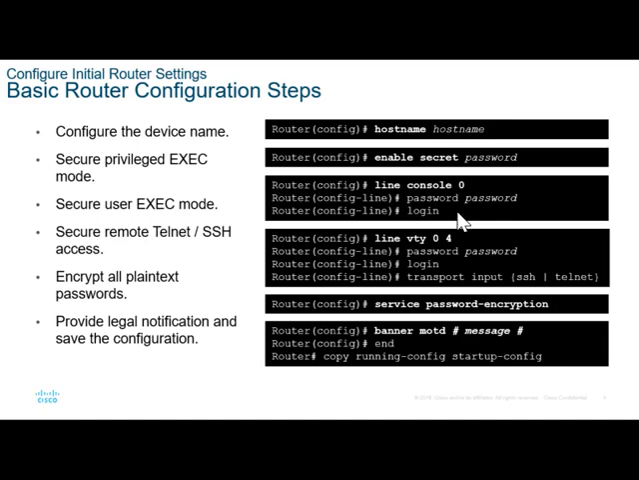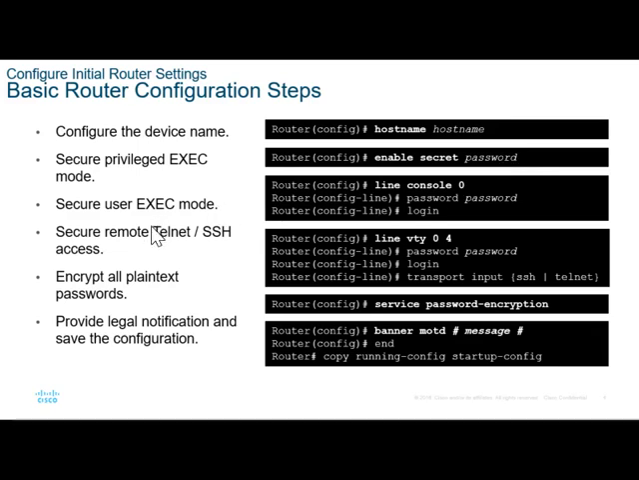These are syntax, the steps. If you want to configure the device name, this is the command, and then you put the attribute, what you want to name that router, or the description name. Secure privilege mode. If you want to secure the privilege mode, be in global mode, and then run the command enable secret, provide the password.